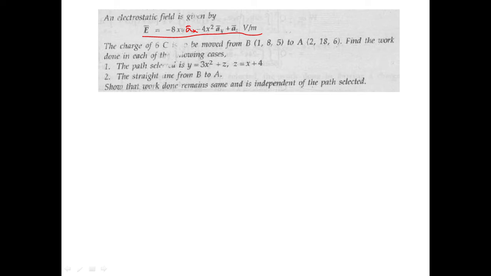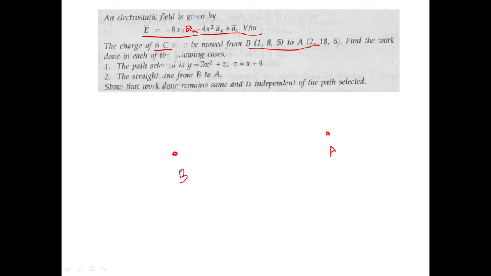Here you have E = (ax cap minus 4x² ay cap plus az) volt per meter. So the charge of 6 coulomb is to be moved from B to A. Now there is one point B and there is another point A, right? So you have to move from point B to A.